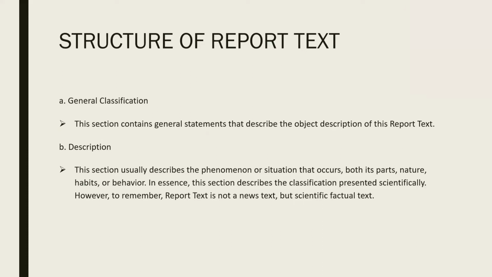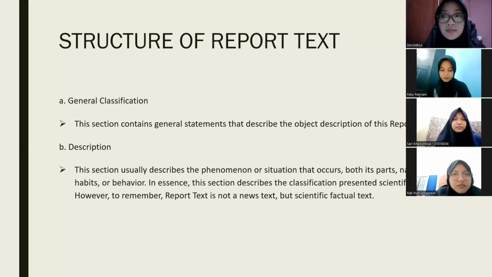Okay, thank you to moderator. I'd like to explain the next material about structure of report text. A, general classification. This section contains a general statement that describes the object of this report text. B, description. This section usually describes the phenomenon or situation that occurs, both its parts, nature, habit, or behavior. In essence, this section describes the classification presented scientifically. However, remember, report text is not a news text, but a scientific factual text. Thank you. Back to moderator.